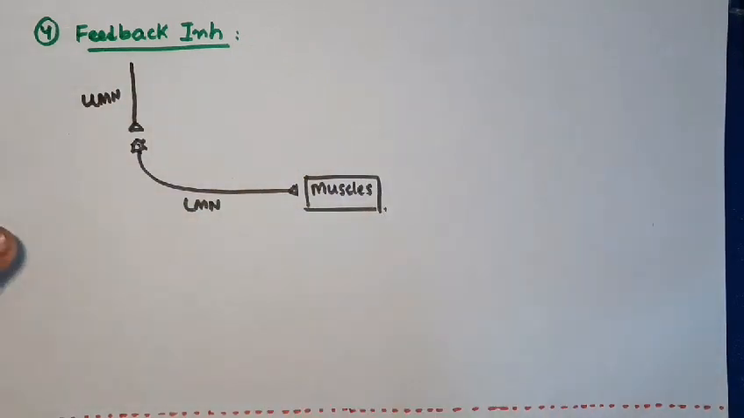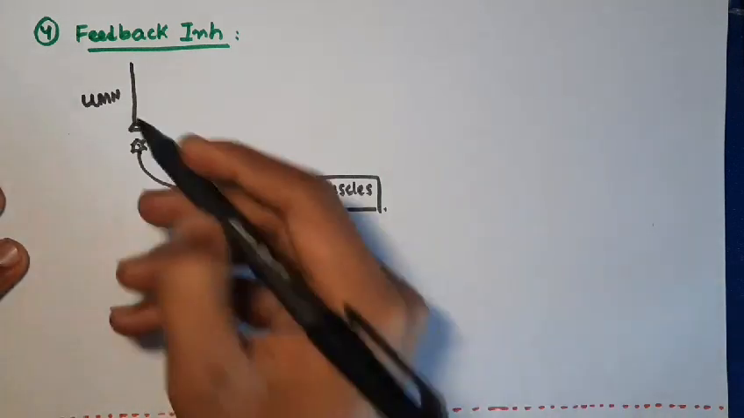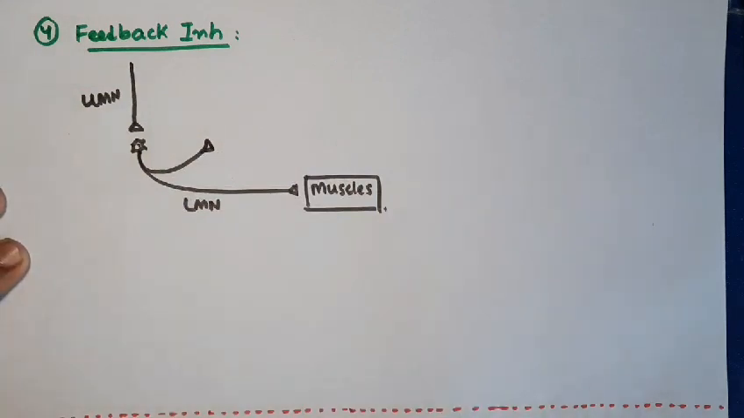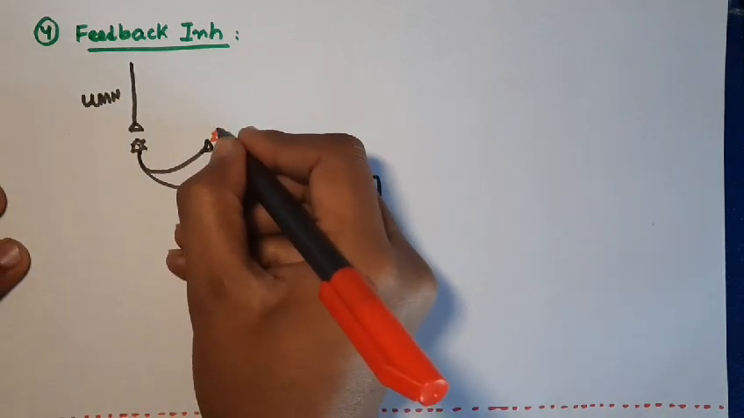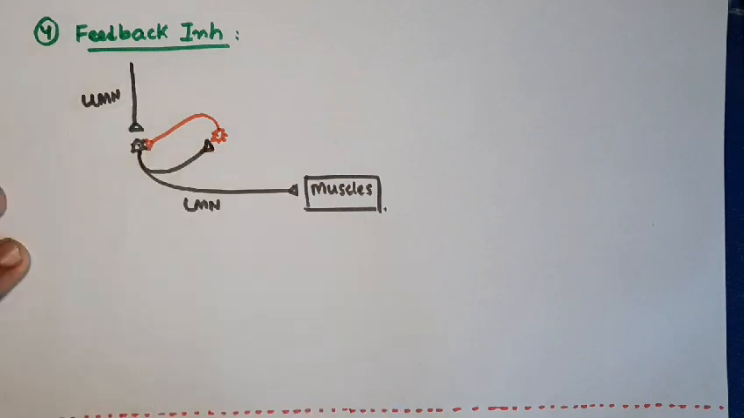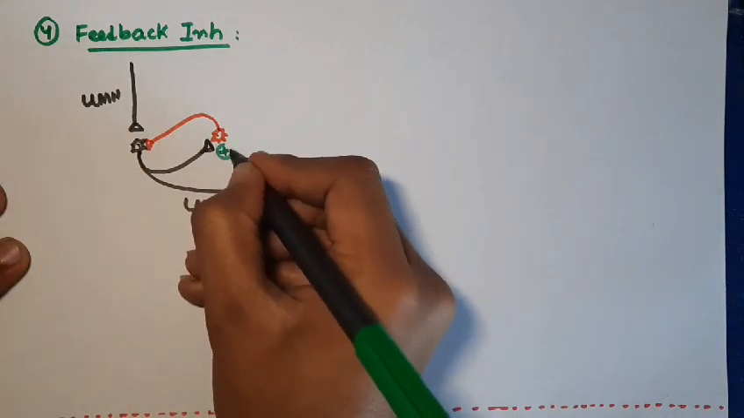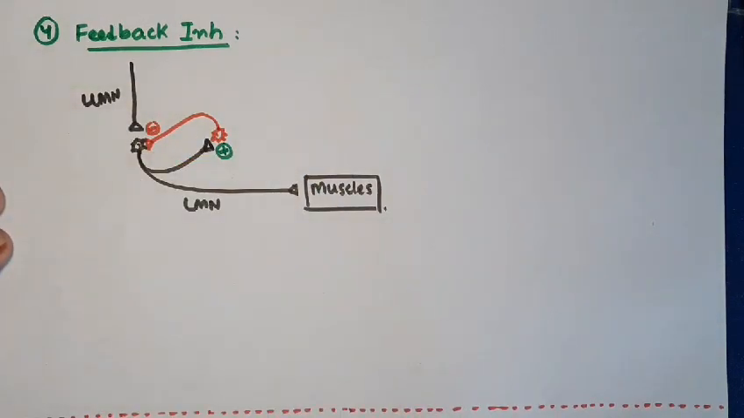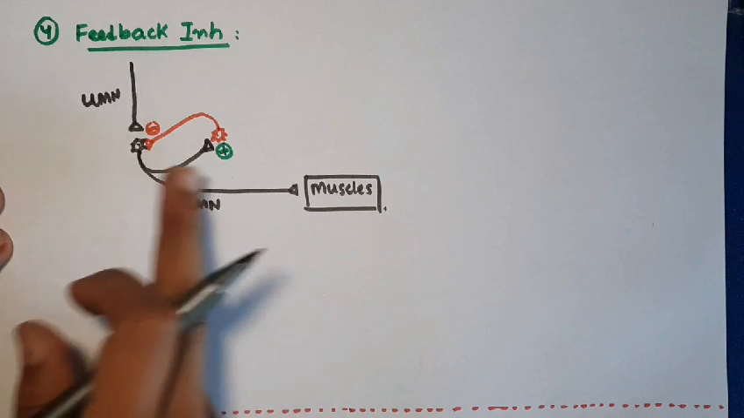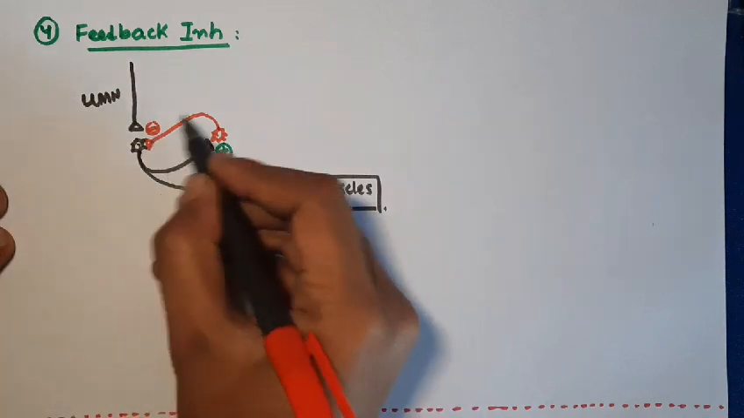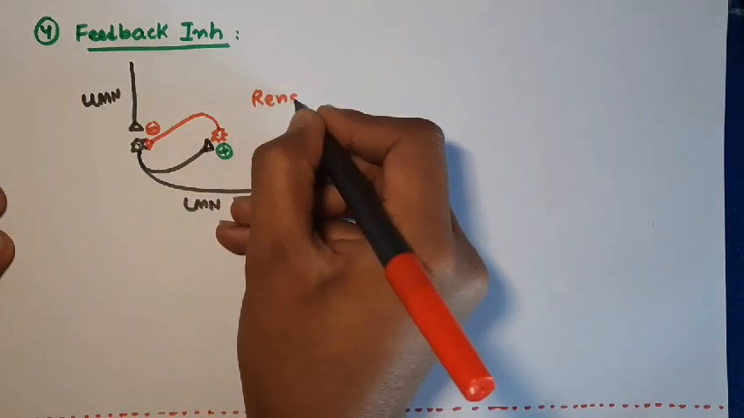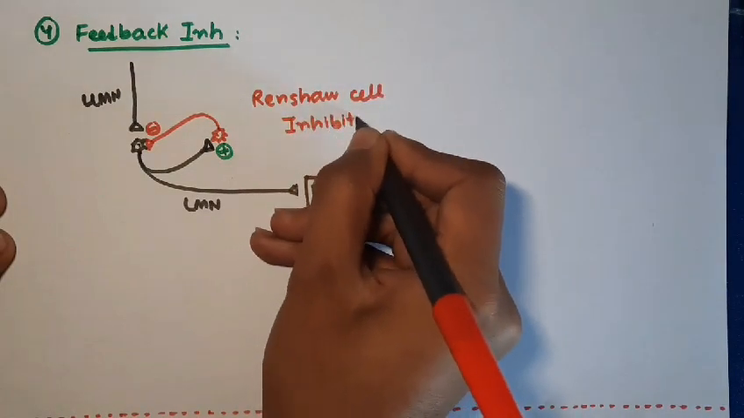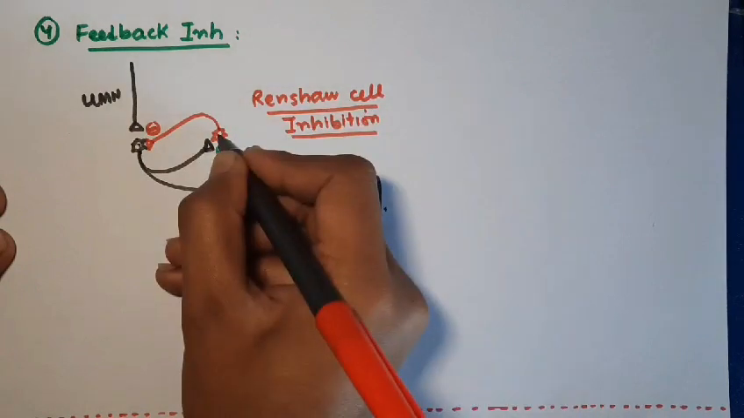contraction of muscles. Now the lower motor neuron, once it is excited, gives a collateral, and that collateral causes stimulation of another neuron which is actually inhibitory in nature, and that causes inhibition of the same neuron which stimulated it. So this collateral causes excitation of a neuron, and that neuron inhibits the same neuron whose collateral excited it. This inhibitory cell is called the Renshaw cell, and this type of inhibition is called Renshaw cell inhibition.